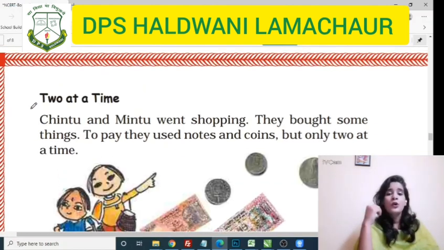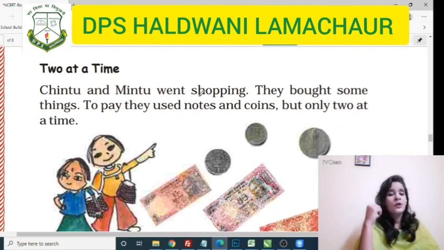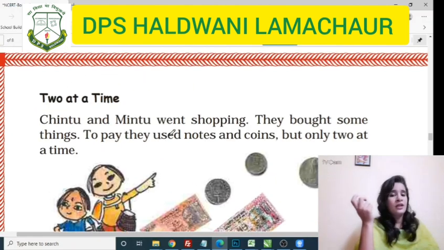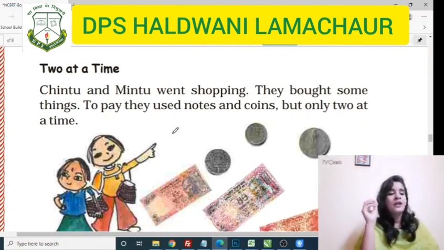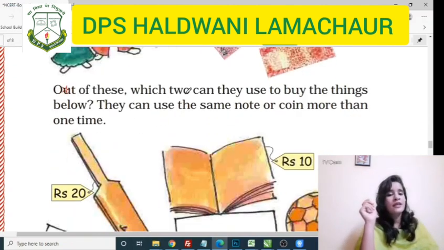Two at a time. Chintu and Mintu went shopping. They bought some things. To pay, they used notes and coins, but only 2 at a time. Okay, देखो Chintu and Mintu, they went for shopping, and whenever they were shopping, they were paying one note and one coin. Okay, but only 2 at a time. Only 2 means they were using one note and one coin only. Okay, so out of these, which 2 can they use to buy the things below? They can use the same note or coin more than one time.